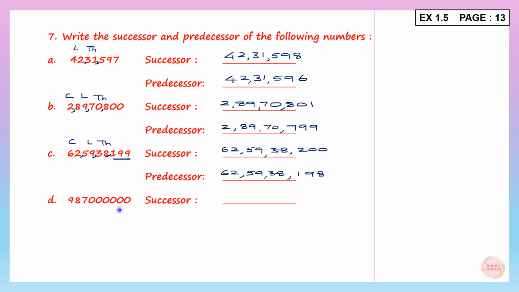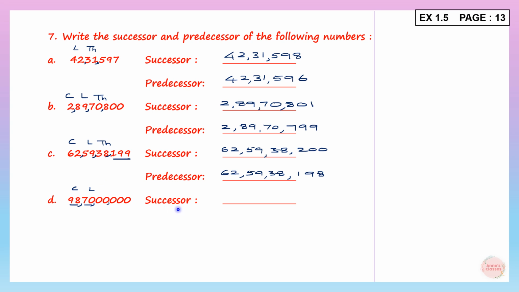Next one, we have a lot of zeros, so here we should be careful. To write the successor, it's easy. 1 more than 0 is just 1. We just have to add 1 here in this place. First, let's put the commas. Ones, tens, hundreds, thousands, 10,000s, lakh, 10 lakh, crore, 10 crore. So this is crore, this is lakh, and then the rest of it is the thousands and ones period. So let's read this. 98 crore 70 lakh.